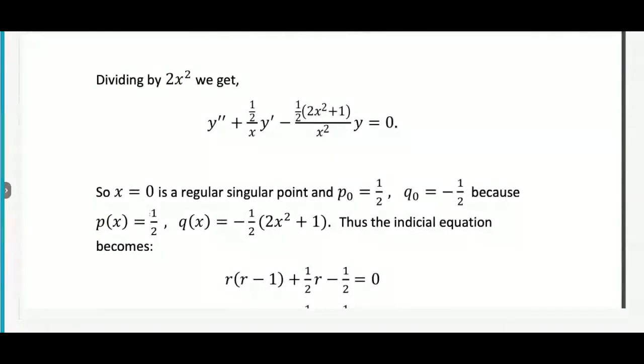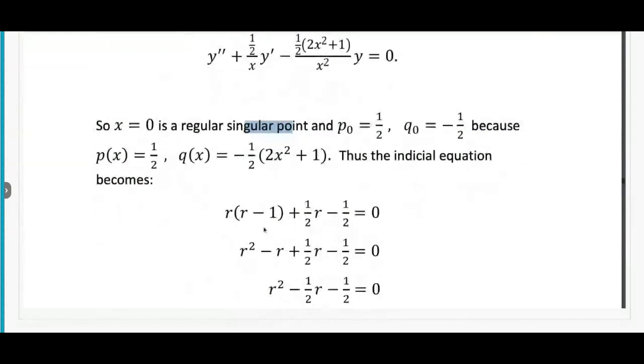So once we multiply, the lowercase p is just a half, and the lowercase q is this quadratic form. Zero is in the domain of the constant function, and 0 is in the domain of the quadratic function, so 0 is a regular singular point. So P of 0 is a half, and Q of 0 is negative half.